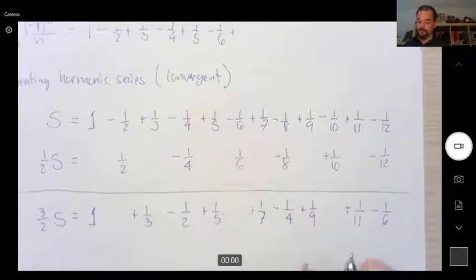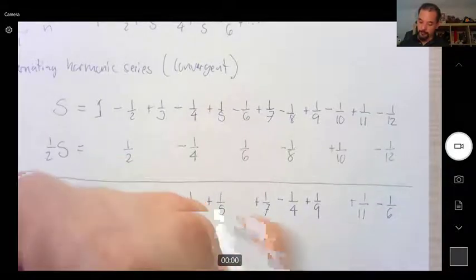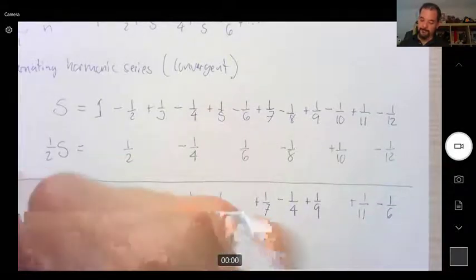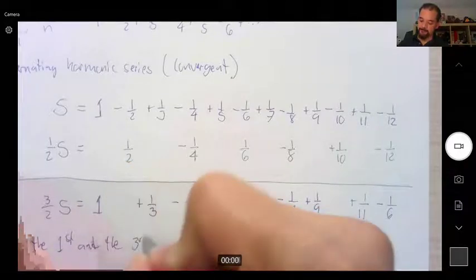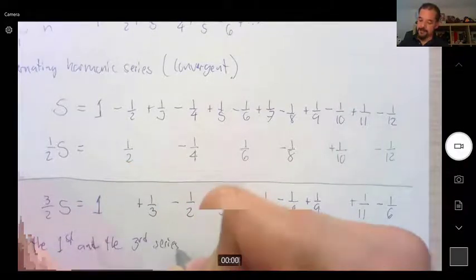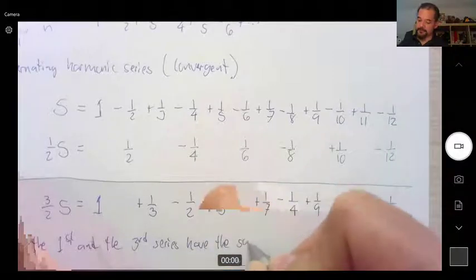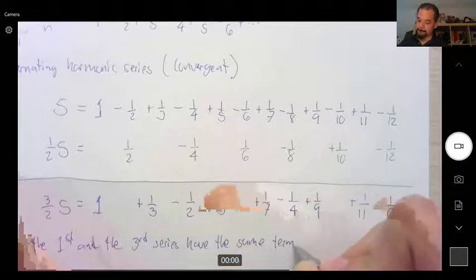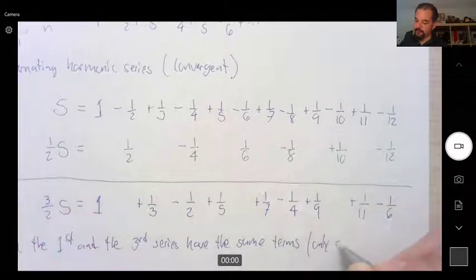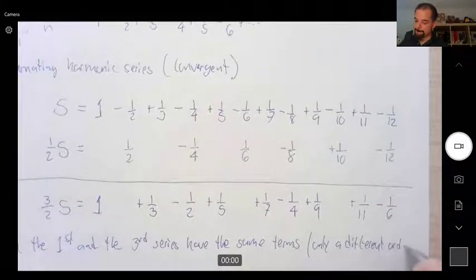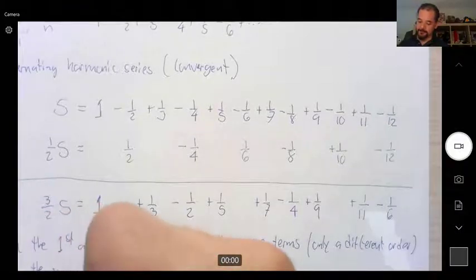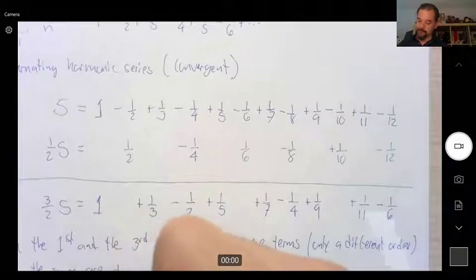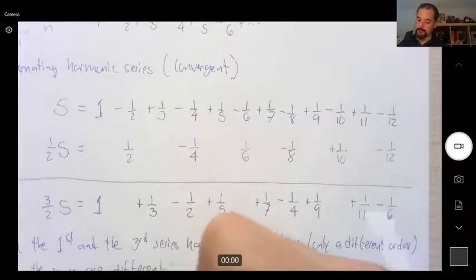How can this be? Both the first and the third series have the same terms, only a different order. Yet the sums are different. What? How can that be, right?